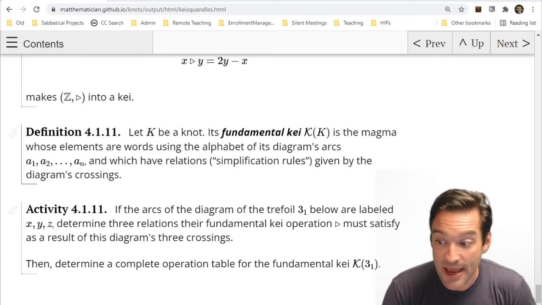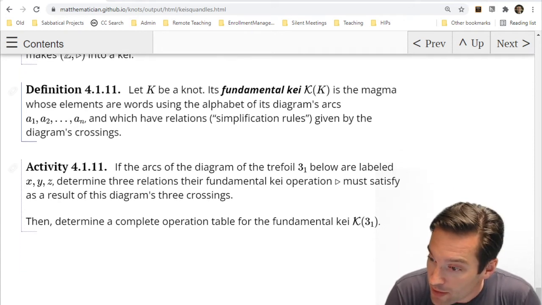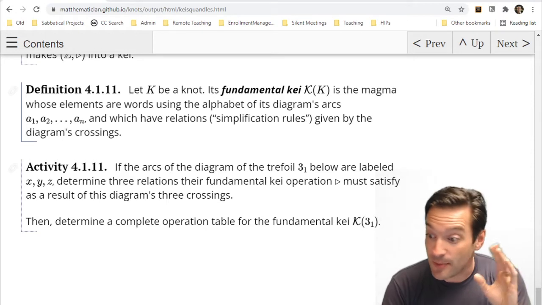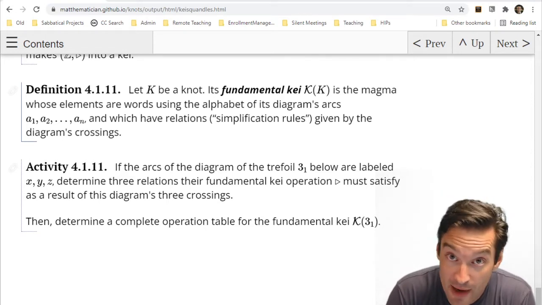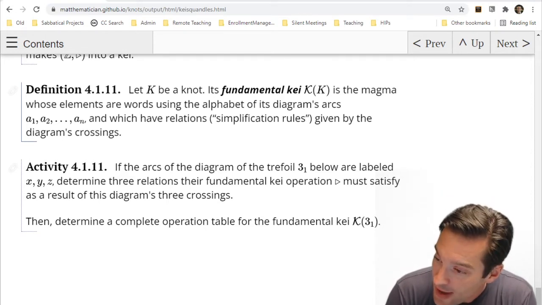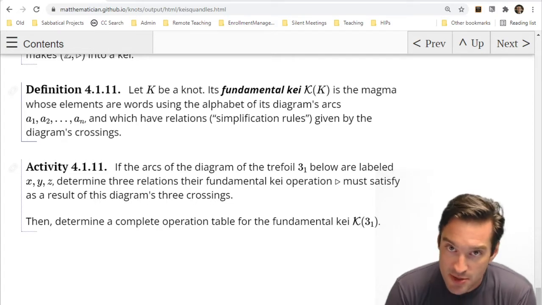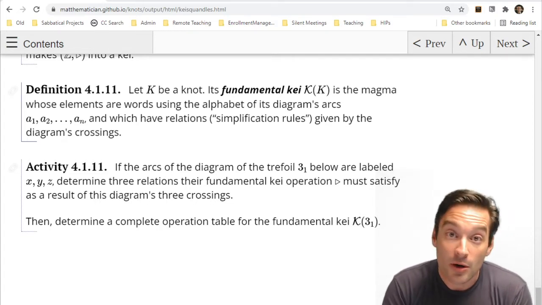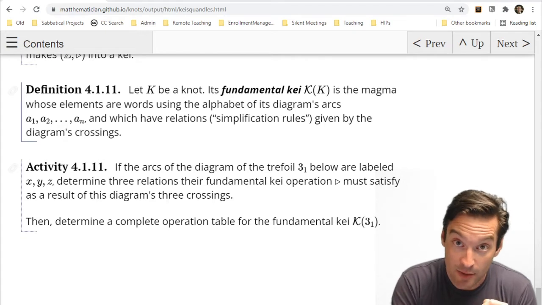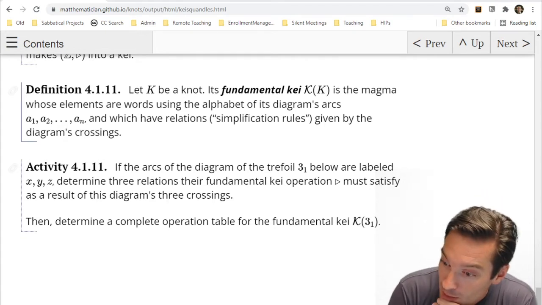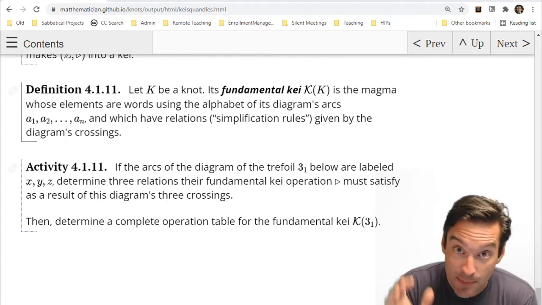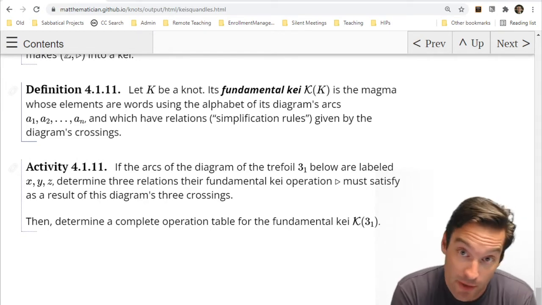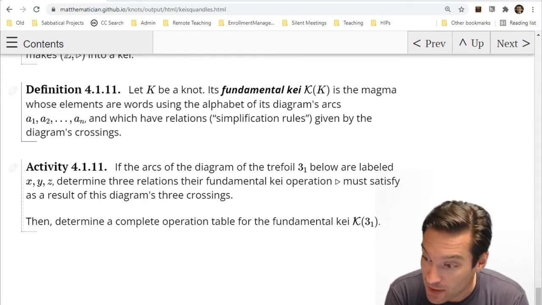So the fundamental K for a knot is first of all a magma, right? Its elements are the arcs of the diagram, but the elements are actually usually more than just the arcs. They also include any word that we can write out using the arcs and the triangle operation. So whatever my arcs are, and anything that I can get by triangling those arcs with one another, those are going to be the elements in my fundamental K.